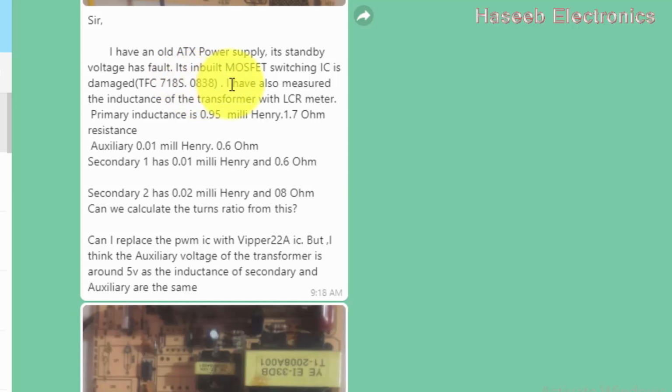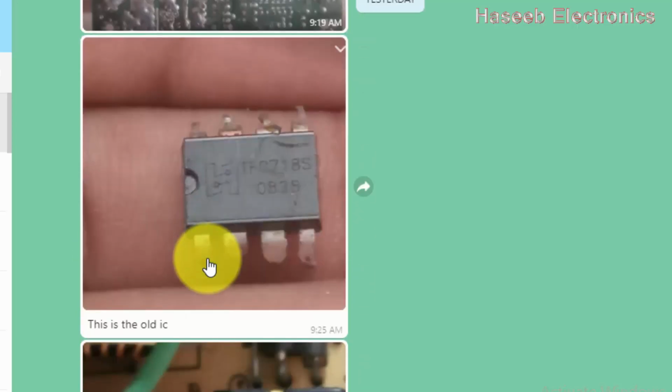TFC718S is damaged. So he removed the transformer, he measured the inductance, and then he asked, can we calculate the turns ratio from this inductance value? And then the other question, can I replace the PWM IC with a Viper 22A IC? But I think the auxiliary voltage of the transformer is 5 volt. So let's see the feasibility.